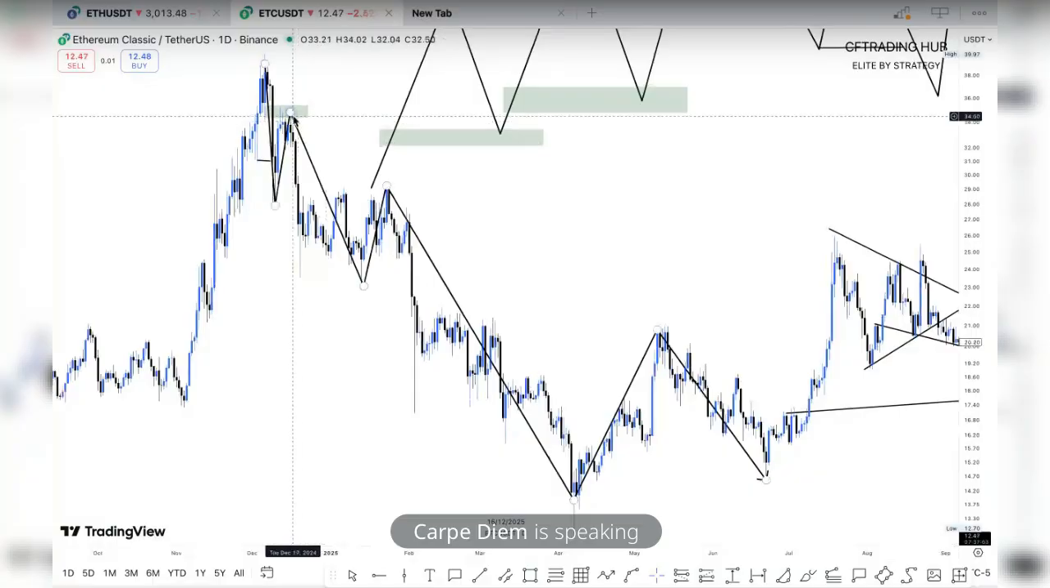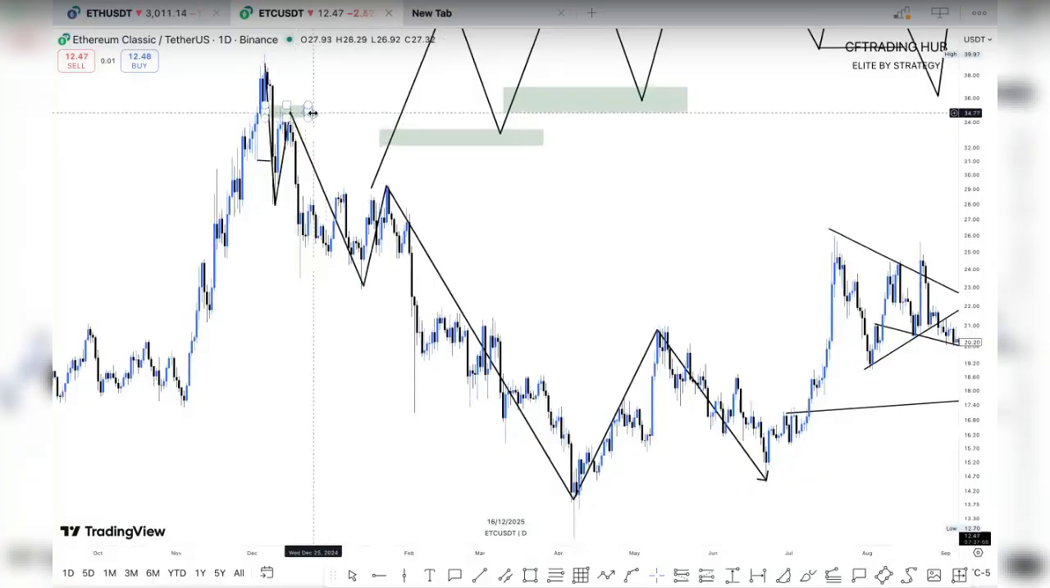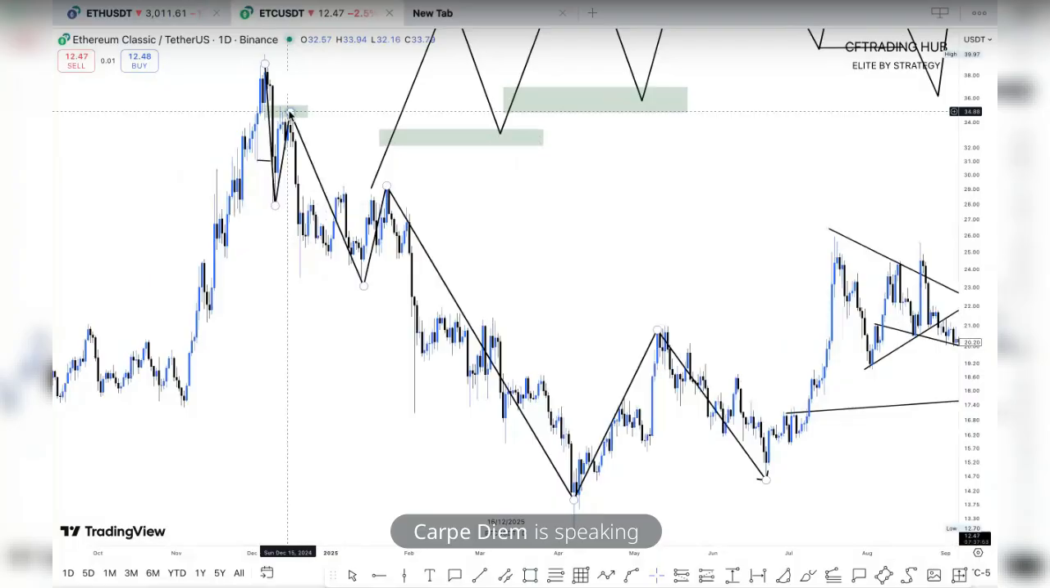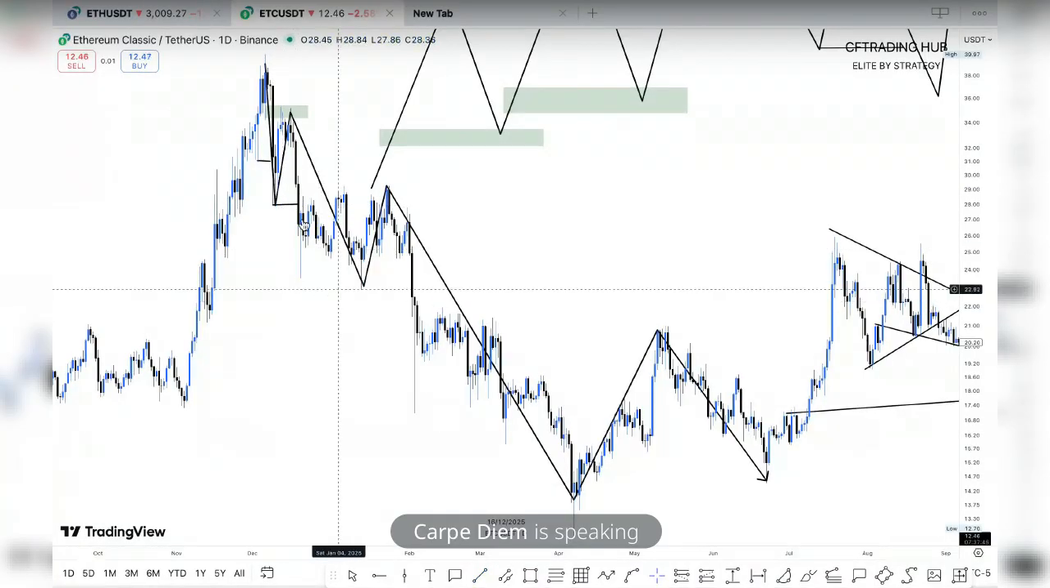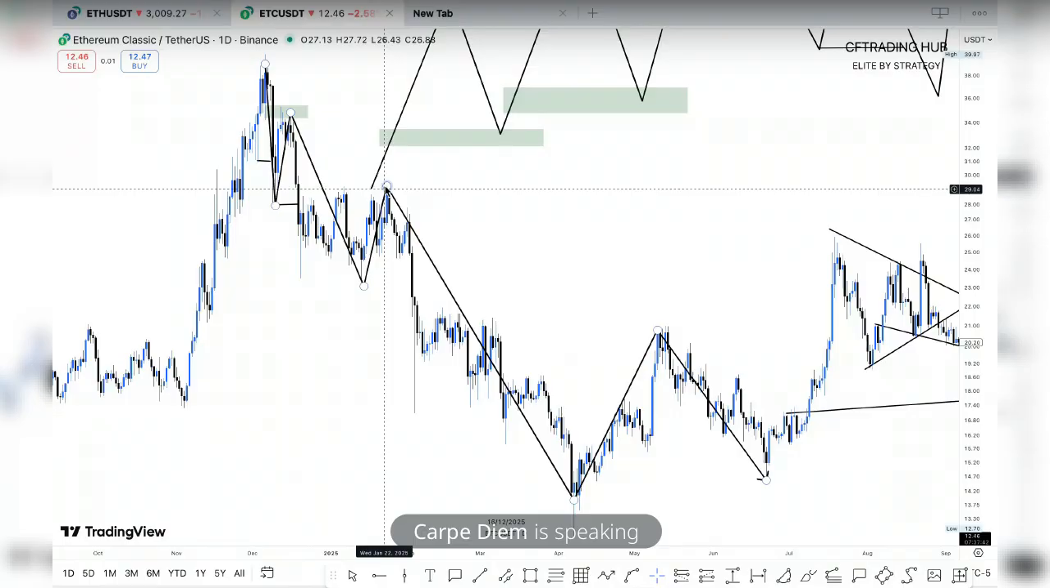This is a supply block over here. And now after corrections into that supply block, what do we see? It's sponsored the next block of structure over here. After that break of structure over here, we got another correction.